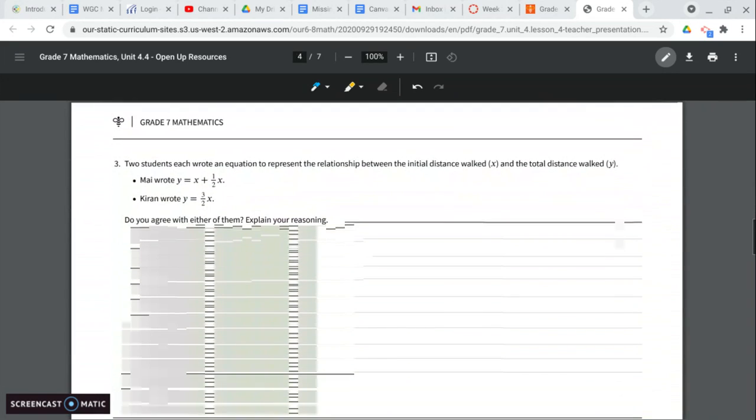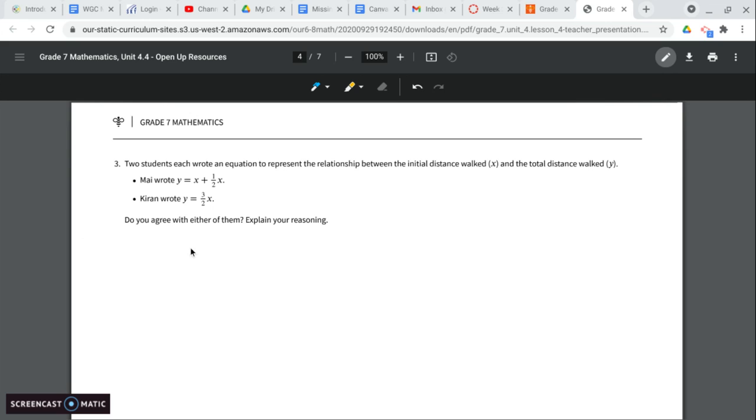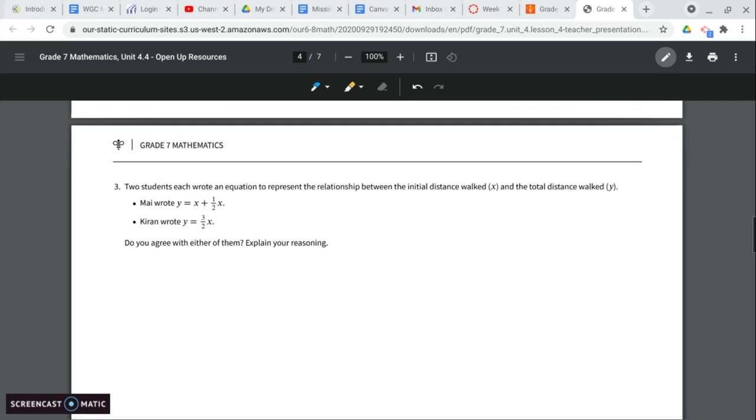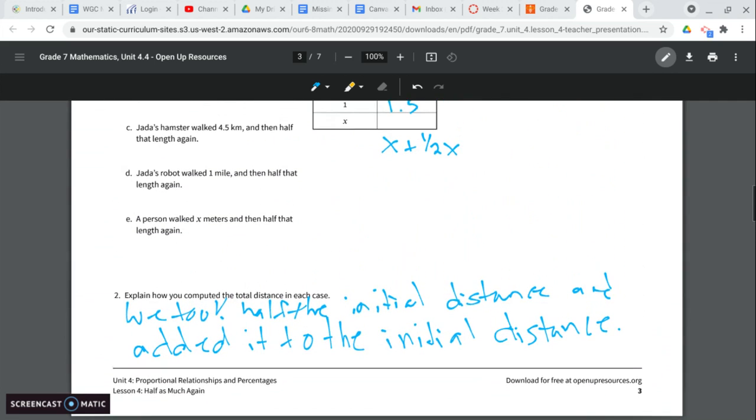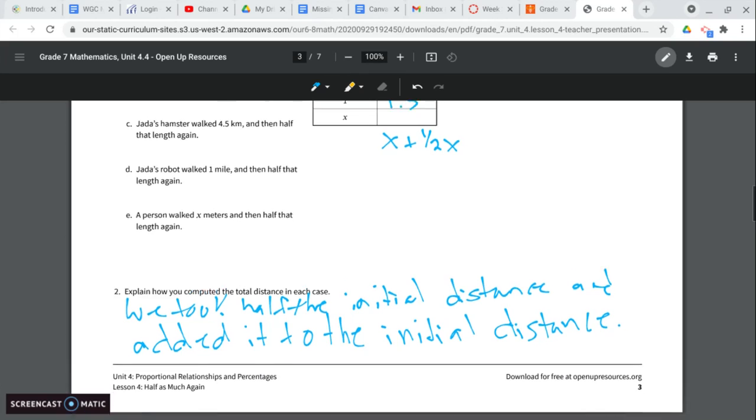All right. Number 3, 2 students each wrote an equation to represent the relationship between the initial distance walked X and the total distance walked Y. Mai wrote Y equals X plus 1/2 X. Kieran wrote Y equals 3/2 X. Do you agree with either of them? So what we should be thinking about here is, is it representing the situation? Now, we know it's representing the situation because that's exactly what we had for the last row of the table, X plus 1/2 X.